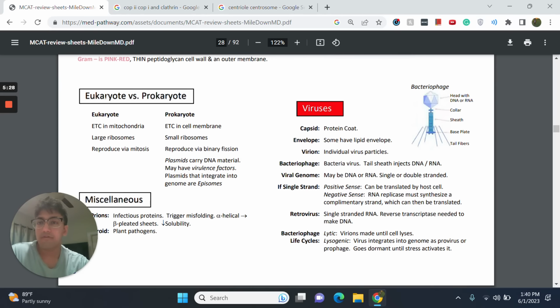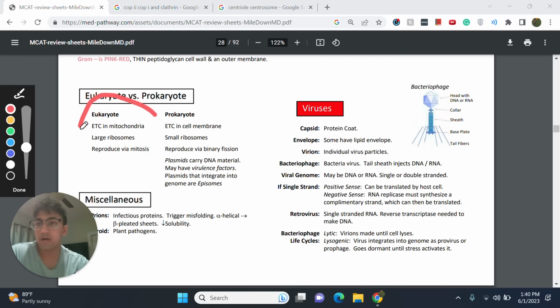Okay, now we have eukaryotes and prokaryotes. This is also very, very high yield. Eukaryotes have an ETC in the mitochondria, right? That ETC is called the electron transport chain. They have large ribosomes, while prokaryotes only have small ribosomes, and eukaryotes reproduce via mitosis.